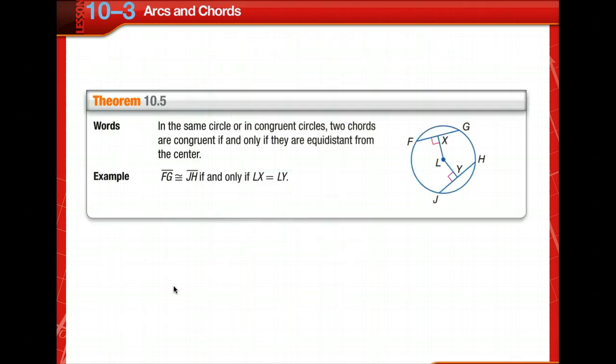In addition to theorem 10.2, you can use this theorem 10.5 to determine whether two chords in a circle are congruent. So in the same circle or in congruent circles, two chords are congruent if and only if they are equidistant from the center.